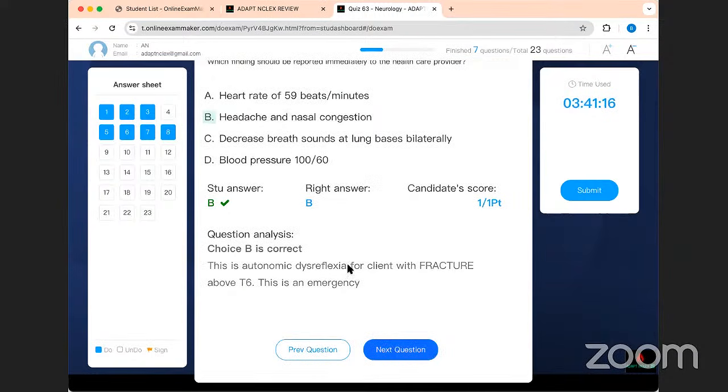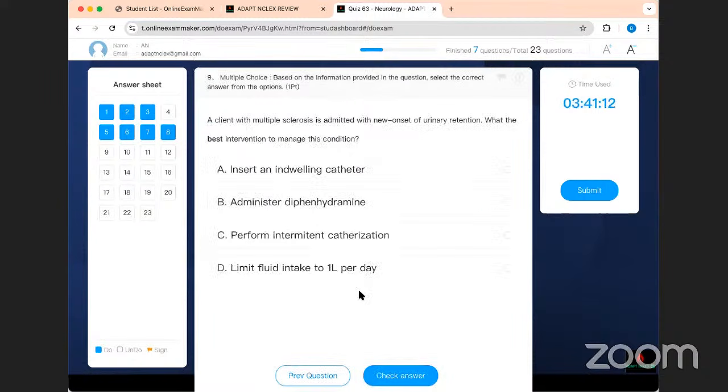A client with multiple sclerosis is admitted with new onset of urinary retention. What is the best intervention to manage this condition? The word is best, again, best. Neurology questions are a little bit hard, but don't make it hard. Always go with the concept and the buzzword. You know, multiple sclerosis patients are going to have urinary retention. This is the first time the patient has it. What will be your best option?